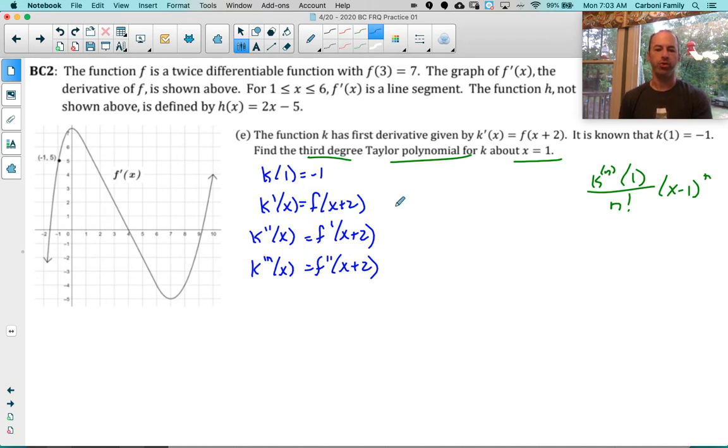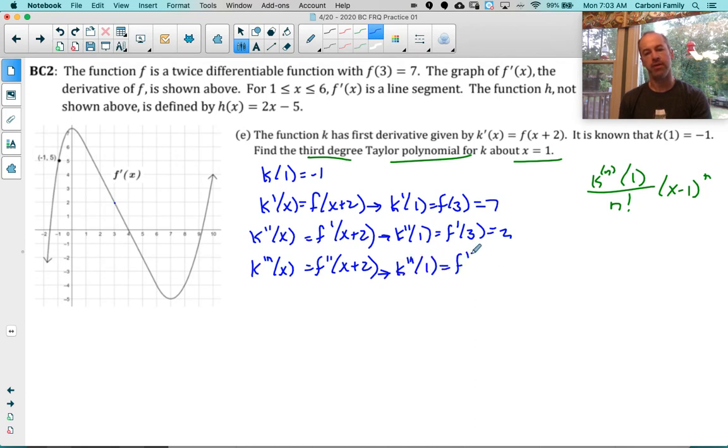So now I need to plug in 1 to these. So I need k prime of 1, which would be f of 3, which is 7. That was given. K double prime of 1 is going to be f prime of 3, which is the graph that's given. F prime of 3 is 2. And then k triple prime of 1 is f double prime of 3, which will be the slope of f prime at 3, which is -2. And so those are my numerators here, and we'll just slap that into our Taylor polynomial formula.